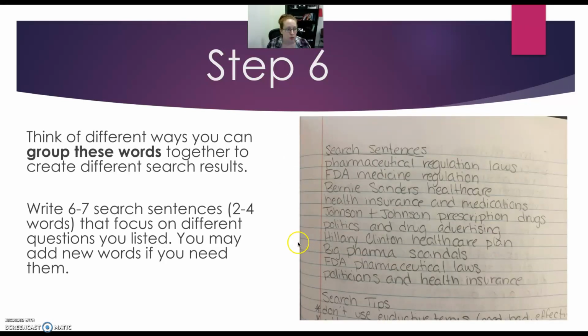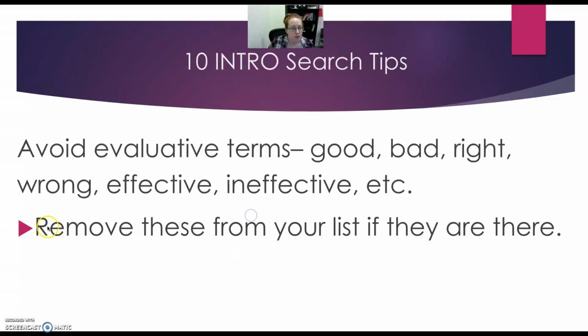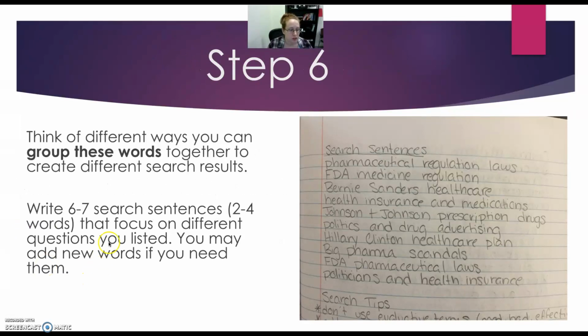So for this, what we're doing is kind of taking those words and thinking of some different ways to use them. And this is actually what you are going to use for your studio activity. I asked for your studio activity for you to have 7 search sentences. So for the brainstorming in class, we came up with 6 to 7 search sentences, which are just groups of 2 to 4 words that you would use.